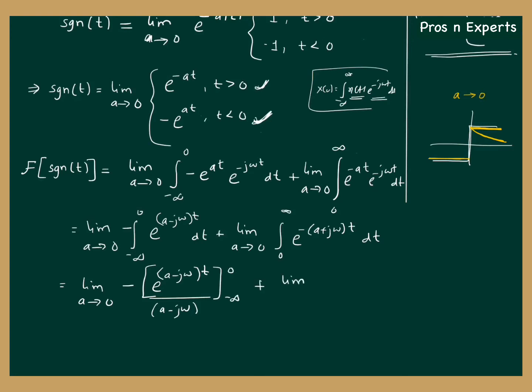Plus I'm going to do the same with the next term. Limit a tends to 0. What is the integral of e raised to minus of a plus j omega into t? It is e raised to minus of a plus j omega into t by minus of a plus j omega within the limits 0 to infinity. Okay.